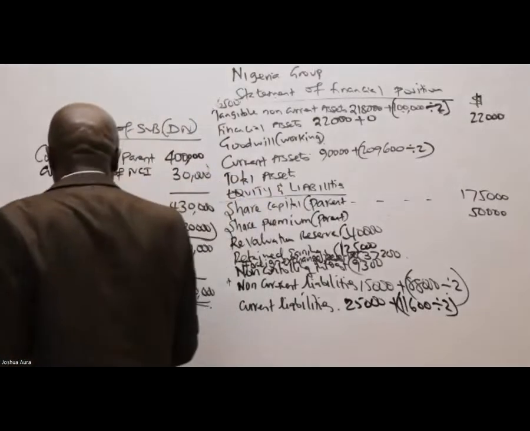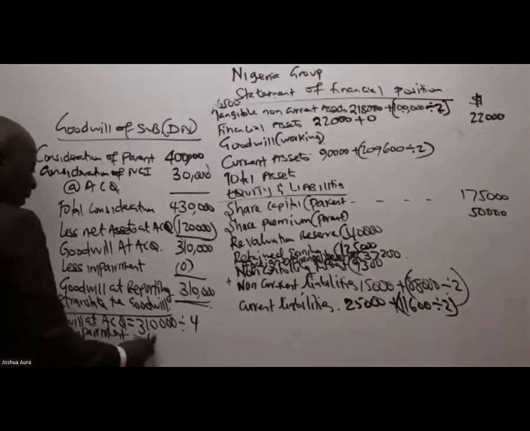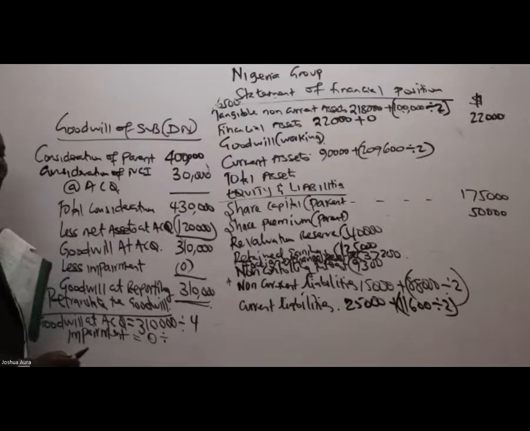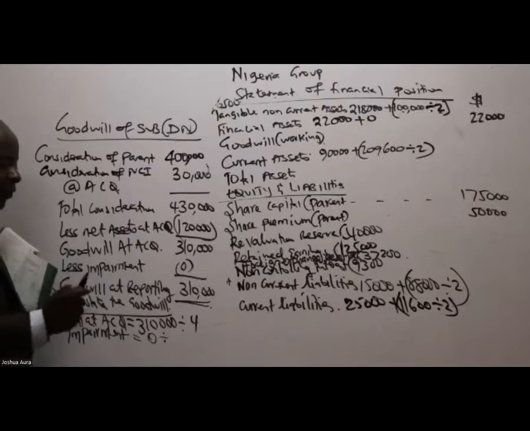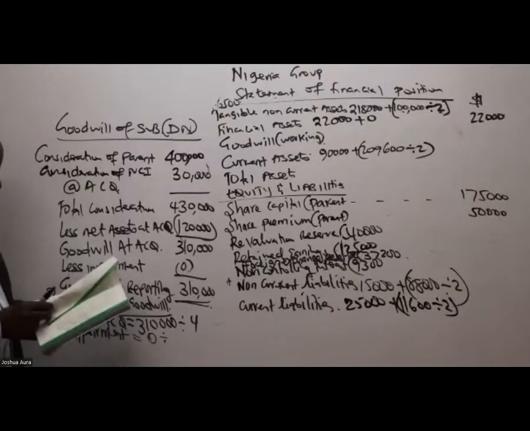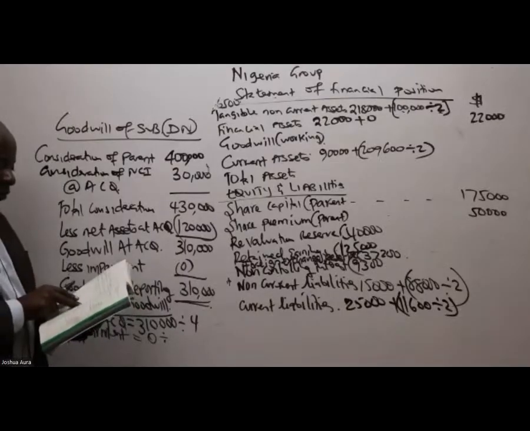And then we have impairment. Impairment, ladies and gentlemen, is an income statement item. It is 0, but for your revision, impairment has to be translated always at the average rate. So what is the average rate for your revision?